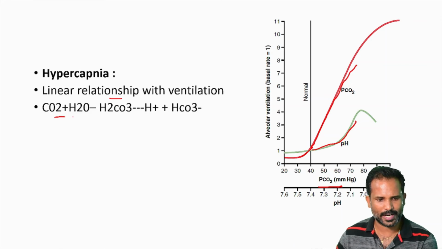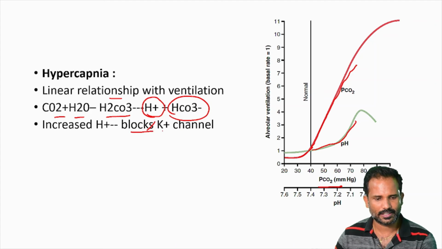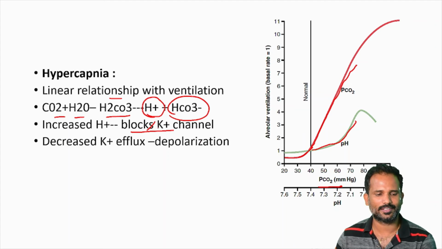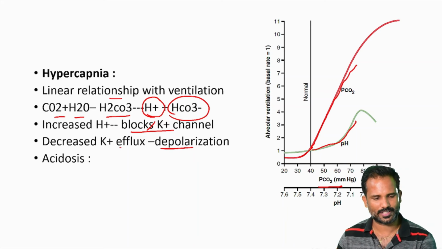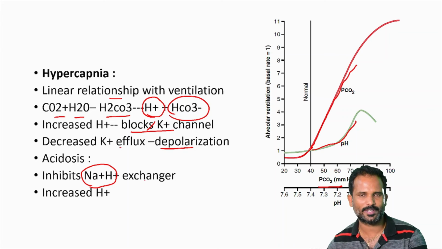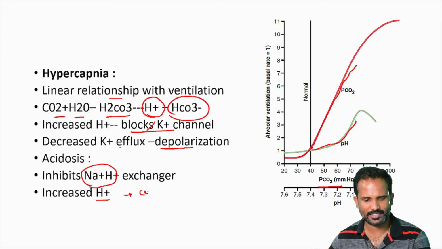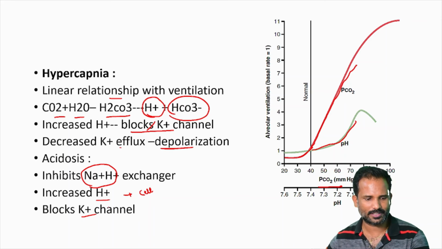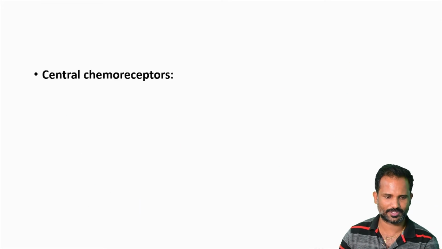Carbon dioxide enters the glomus cell and binds with H2O to form H2CO3, which is carbonic acid, which is weak and unstable, and it dissociates into H plus and HCO3 minus. This H plus will block the potassium channel. So again, decreased efflux and depolarization. Acidosis also acts similarly, but it inhibits the sodium H plus exchanger, so H plus accumulates in the cell. That inhibits the K plus channel, again causing depolarization.